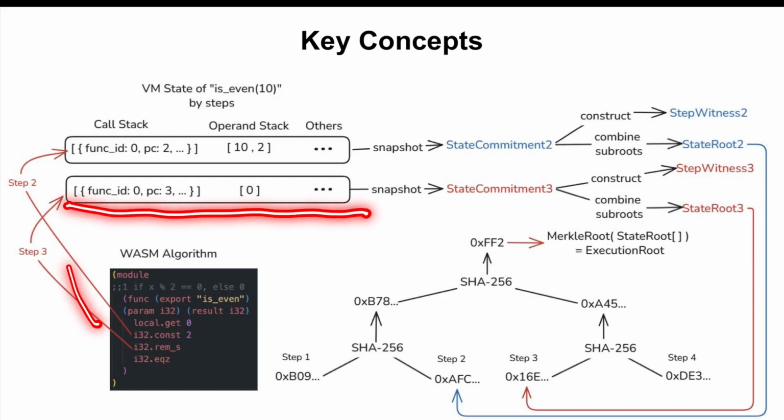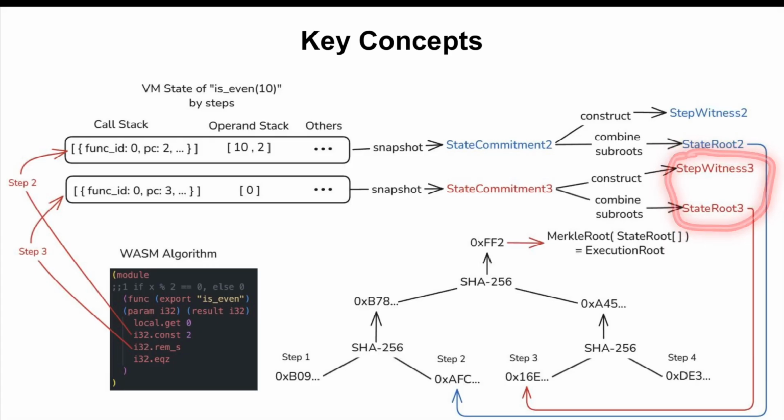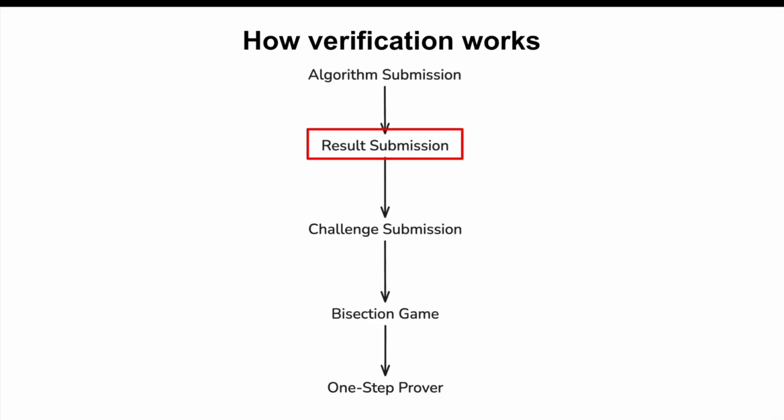the VM state looks like this. As you can see, since it's a remainder operator, we calculate the remainder, which is 0, and we increment the program counter. We have this next state commitment, then we store this new data again. And in the end, we create a Merkle tree of all the state roots in order to create the execution root. It's just another Merkleized digest, let's say. So these are the key concepts of how the workflow works.